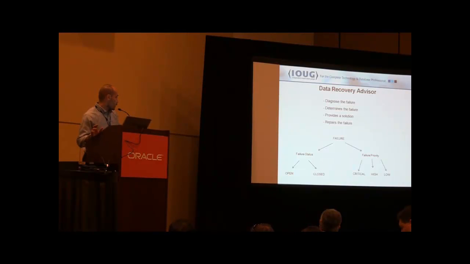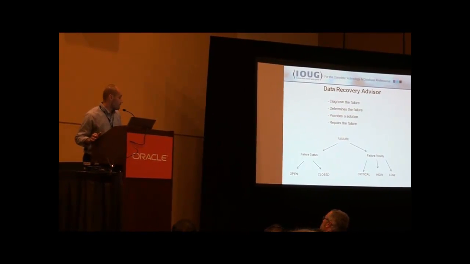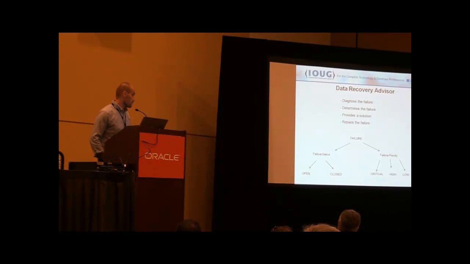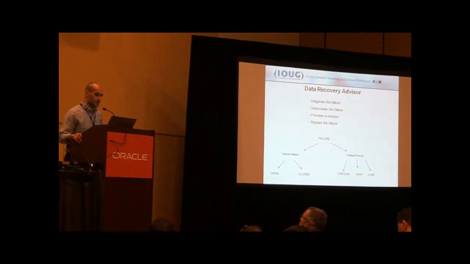The status can be open or closed. If the Data Recovery Advisor determines the failure, it marks the status as open. And if the failure is repaired, it marks the status as closed. There are three types of failure priorities: critical, high, and low. The critical priority makes the whole database unavailable. For example, losing any control file is supposed to be a critical failure.